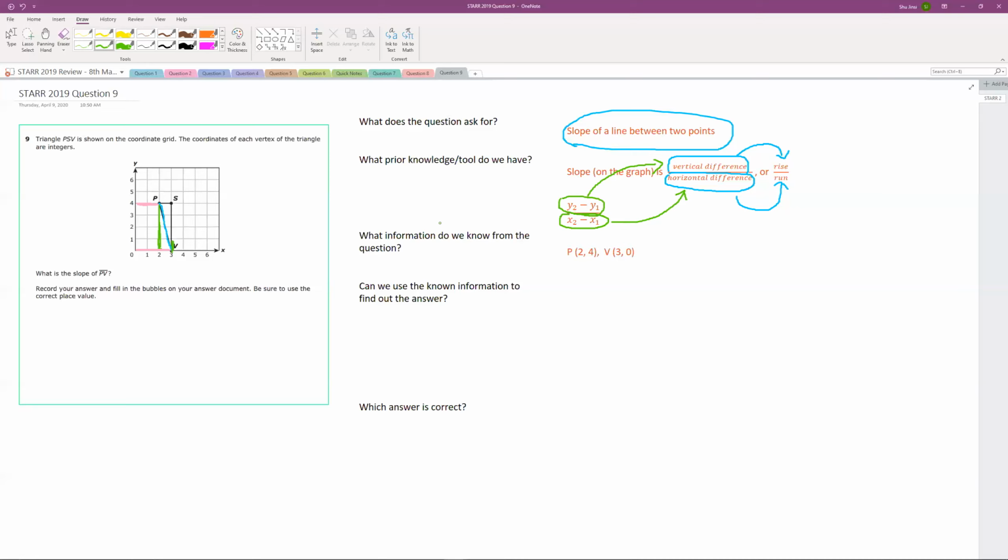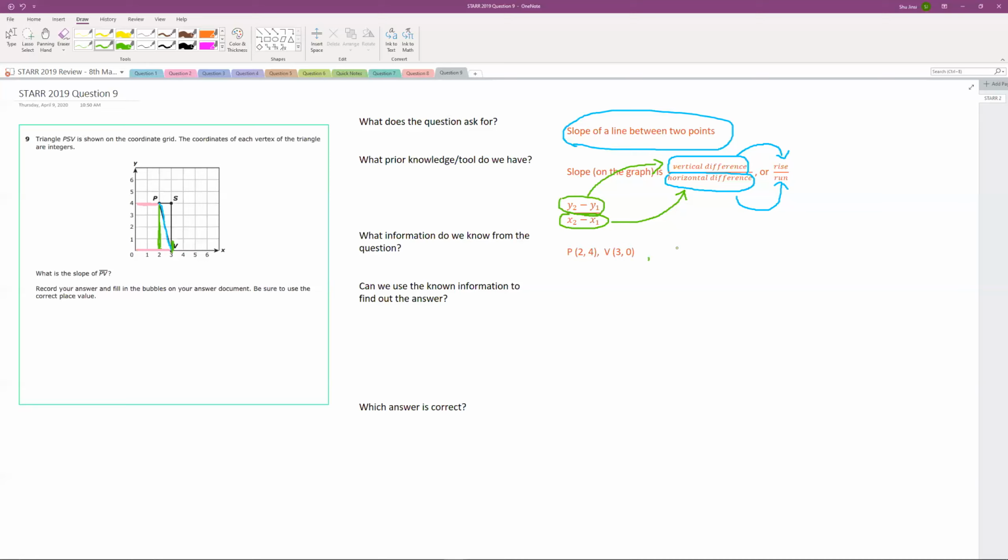Now, what do we know from the question? We know we are going to look for the slope between P and V. So for P, the horizontal position, the x, is 2, and the vertical position, the y, is 4. So P is (2, 4). And V, the horizontal position is 1, 2, 3, so x is 3, and the vertical level is at 0. So V is (3, 0).